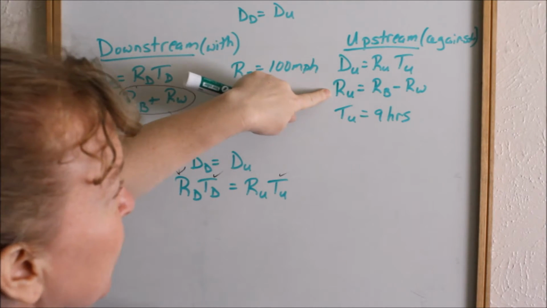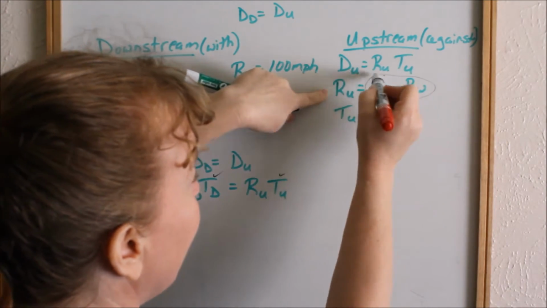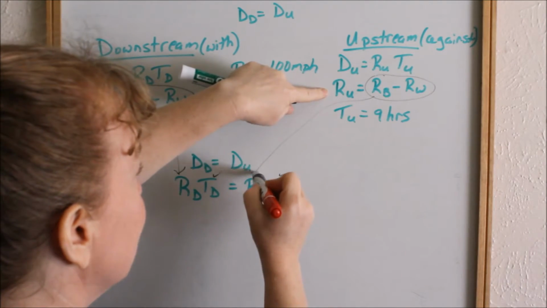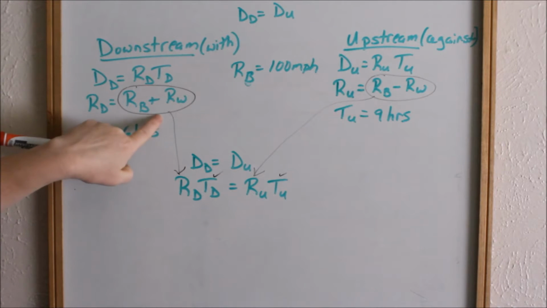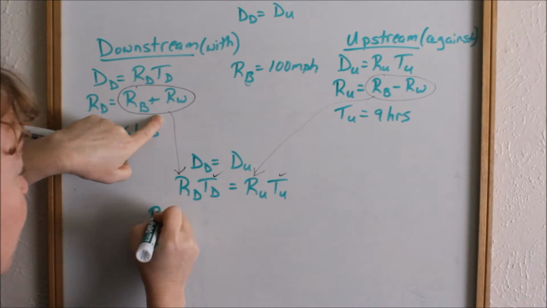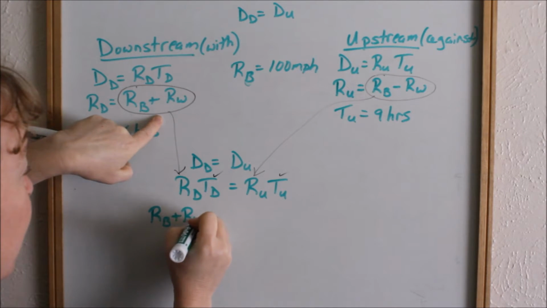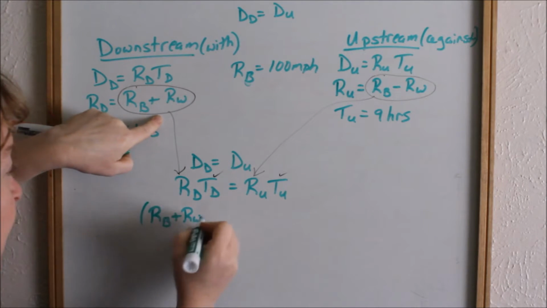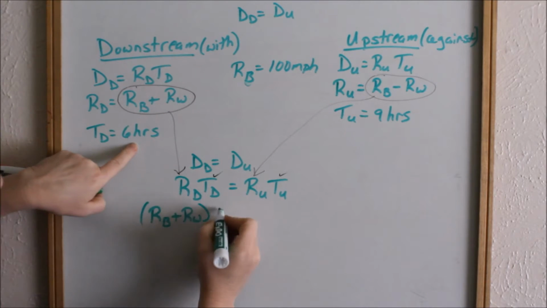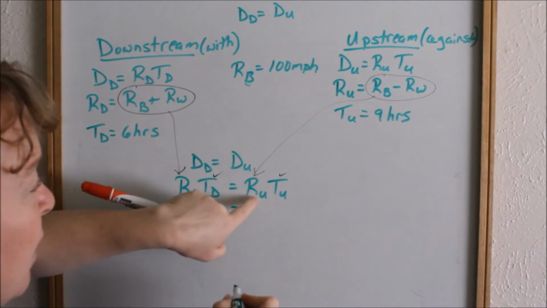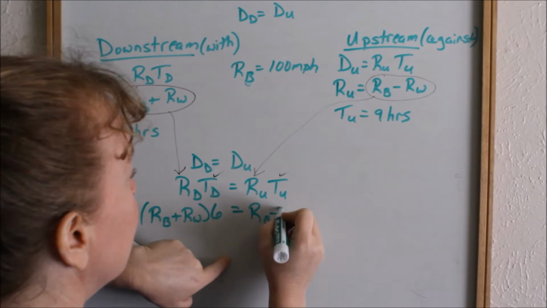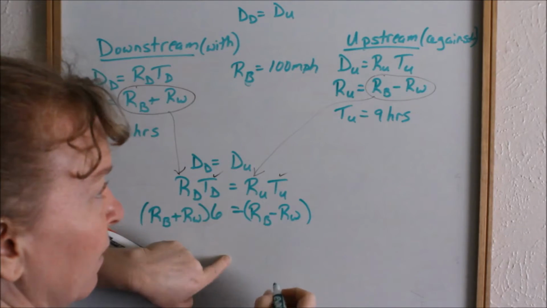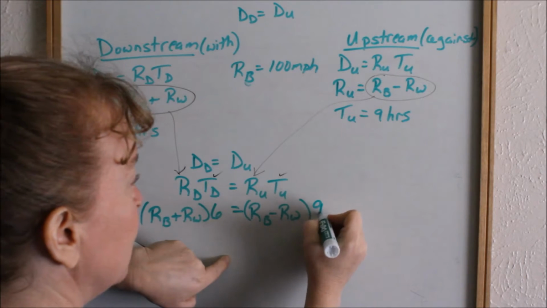Same is true for the rate of the upstream. Rate of the upstream equals all of that. So you can take that and substitute that in right there for rate of the upstream. Okay, so let's make these substitutions. The rate of the downstream is this whole thing in the circle. So we can replace it with the boat plus the wind, or the plane plus the wind, times the time of downstream, which we said was 6 hours. Now we can make this substitution. The rate of the upstream is the boat minus the wind, the plane minus the wind, times the time of upstream, which was 9.